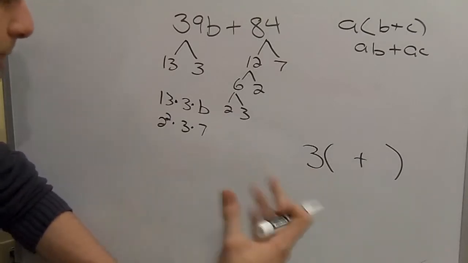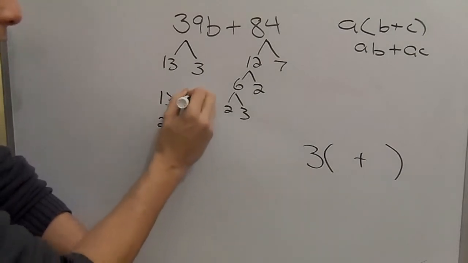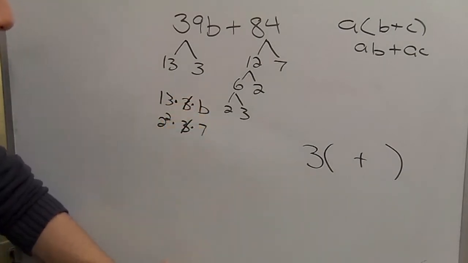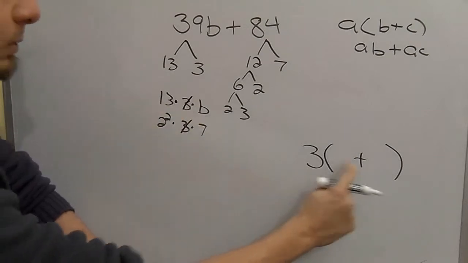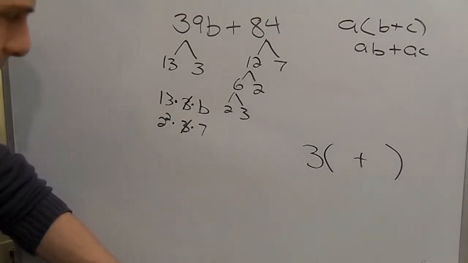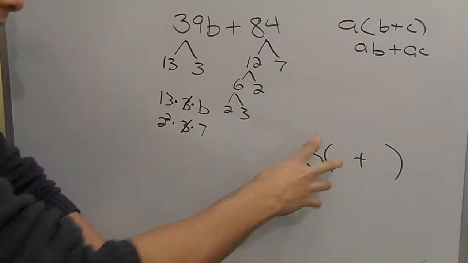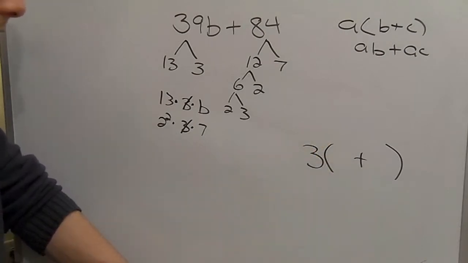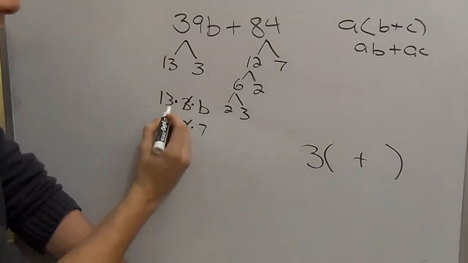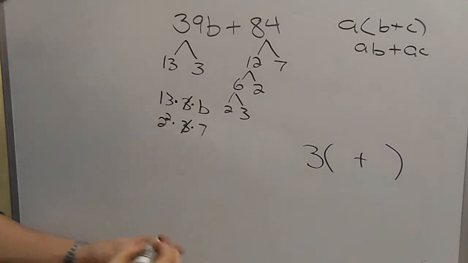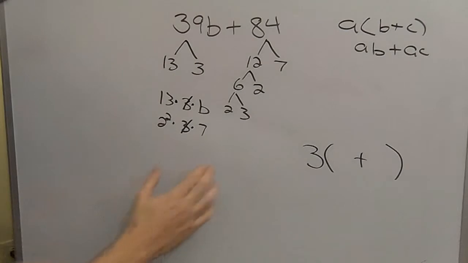I know they both share the factor of 3, so I'm going to cross that 3 out of these, and what's left will actually be what goes inside the parentheses. Because now that I've taken the 3 out, what's supposed to happen with prime factorization? I'm going to do this with a different number for a second here.